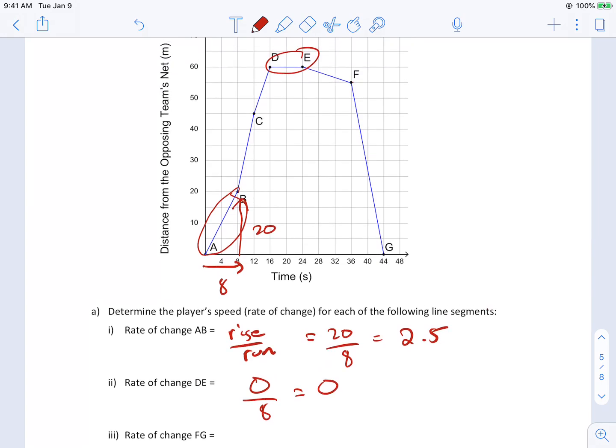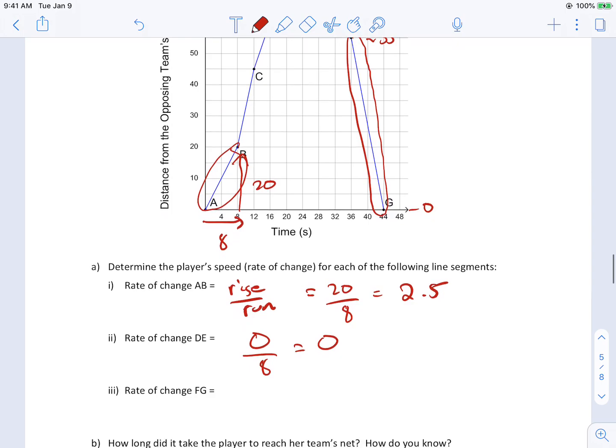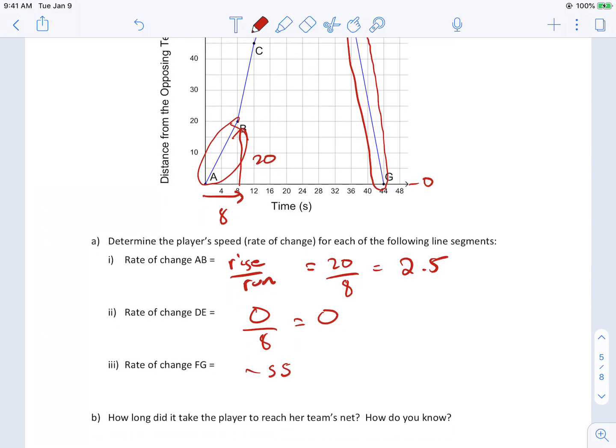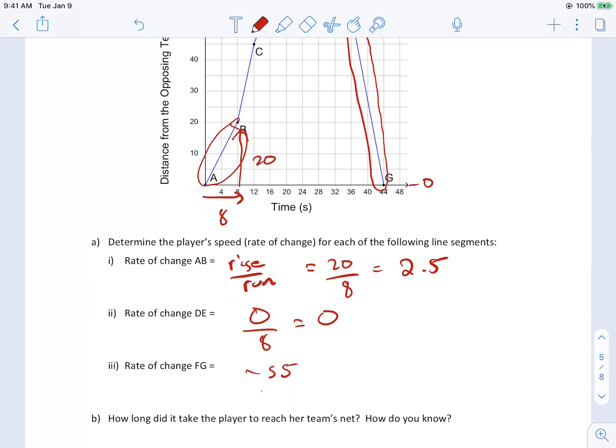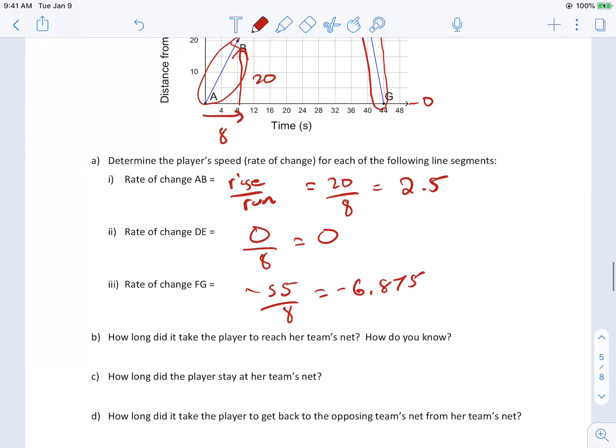FG, what is my rise? Well, instead of rising, I actually fell, and I fell quite a bit here. I started at 55, and I went all the way down to 0. So I actually fell 55 spots. And how long did that take me? Well, that's a pretty steep drop here, isn't it? So it looks like it was only 8 seconds. So on your calculator, put in negative 55 divided by 8. You're going to get 6.875, of course, a negative value.